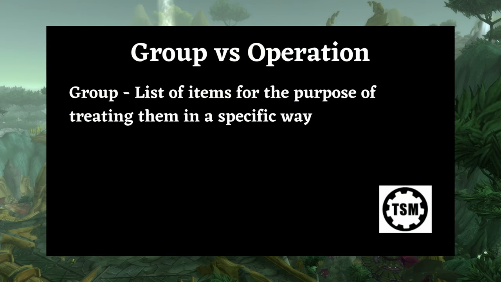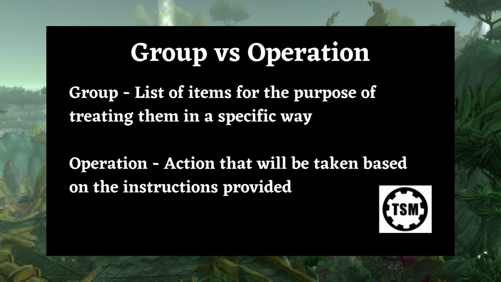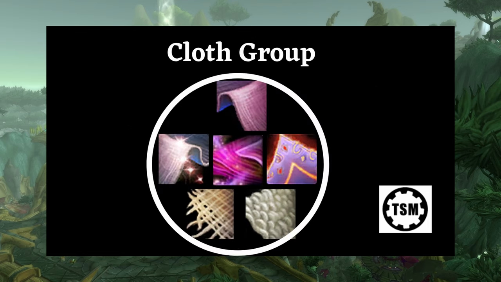So what is a group? In TSM, a group is a list of items in game organized into sets for the purposes of treating them in a specific way. An operation is the action that you want to be taken on those items. One example is to look at a list of all the cloth in the game. For this group, it will have linen, wool, silk, mage weave, rune cloth, and nether weave cloth.